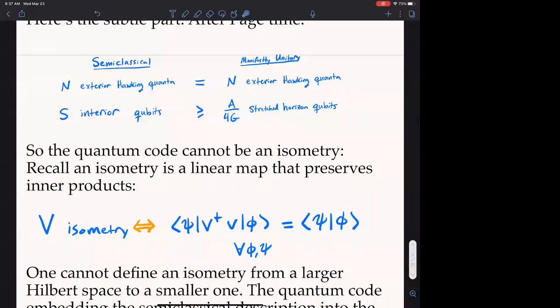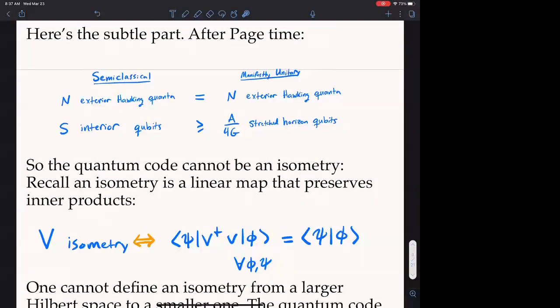So before the Page time, someone who's going to fall in would know what he would see inside before reaching the horizon. Is that a right understanding?